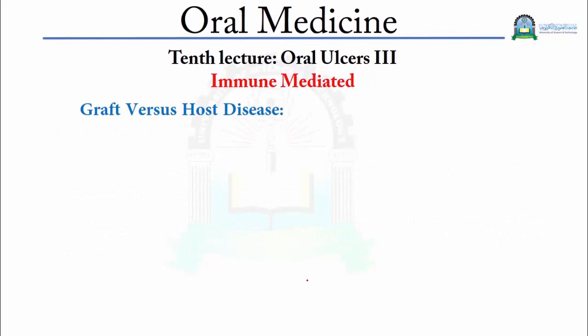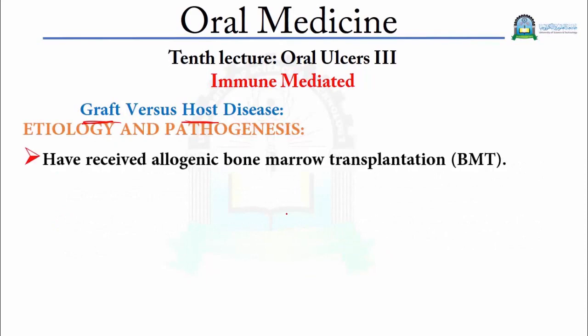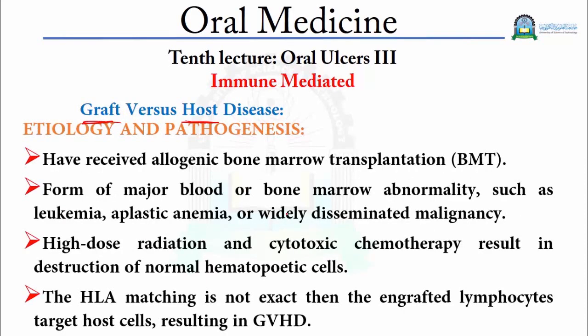Graft-versus-host disease is a disease associated with an immune reaction related to the graft, as a response of the host to this graft. Regarding the etiology and pathogenesis, patients have received allogenic bone marrow transplantation, so your patient has a history of receiving bone marrow transplantation for a major blood or bone marrow abnormality such as leukemia, aplastic anemia, or widely disseminated malignancy.